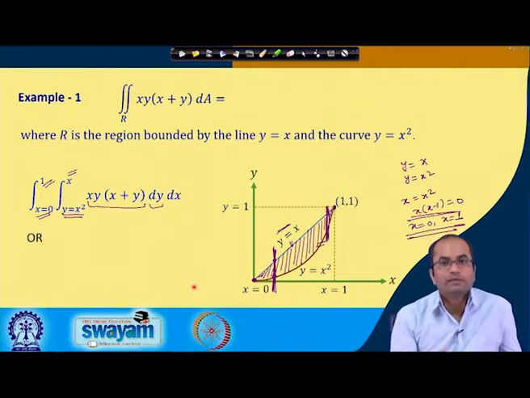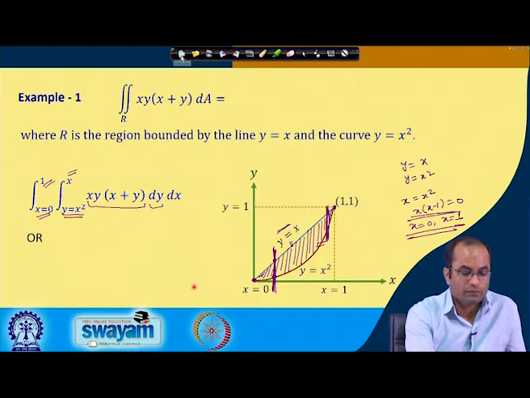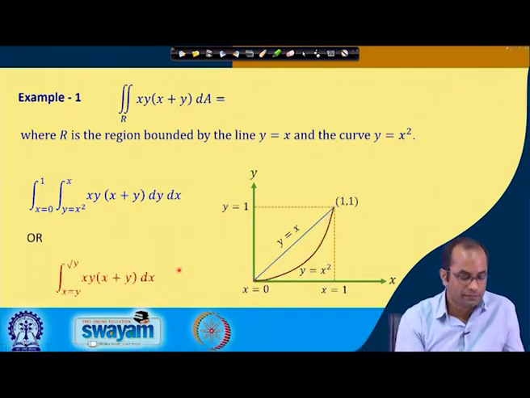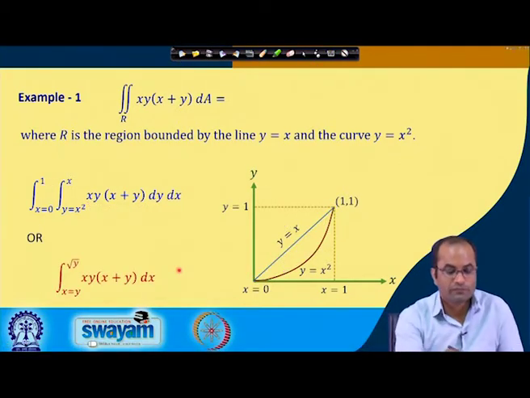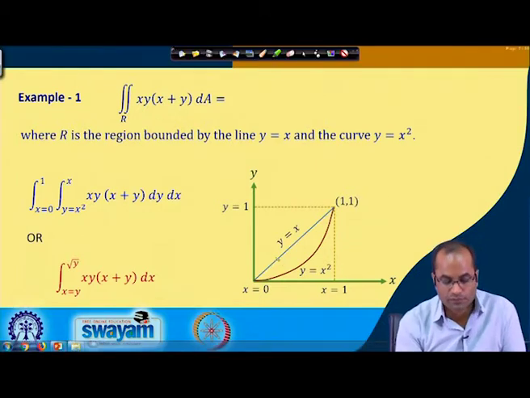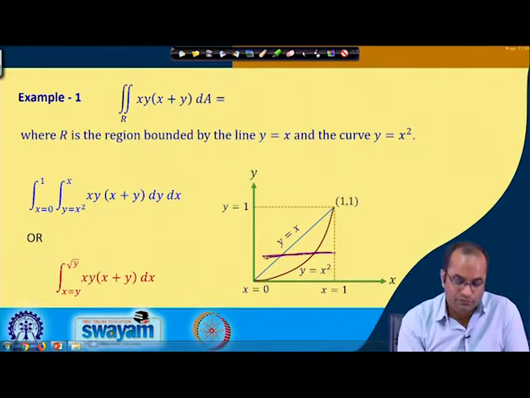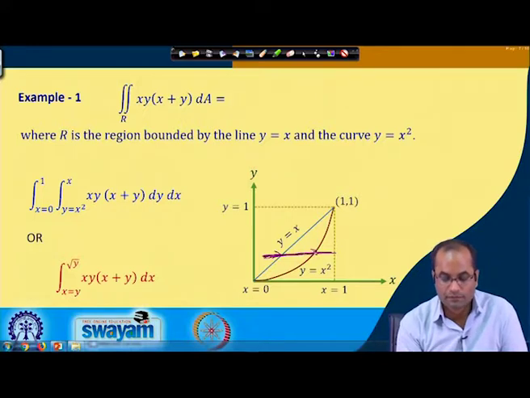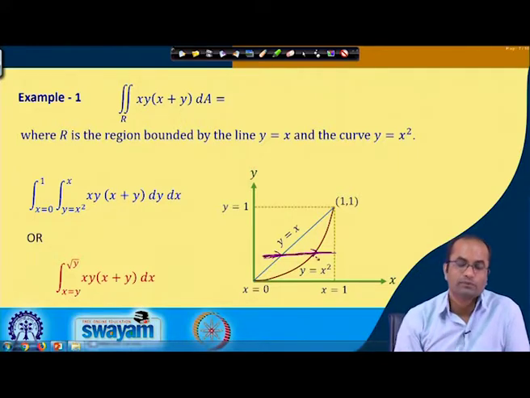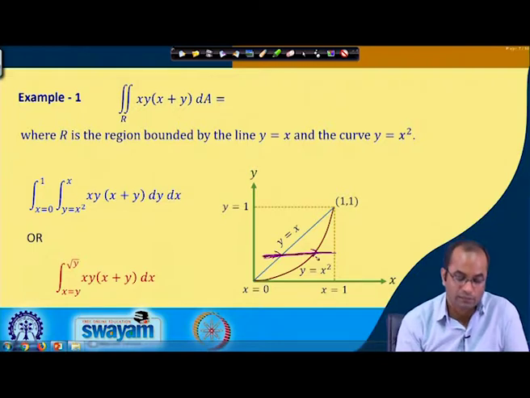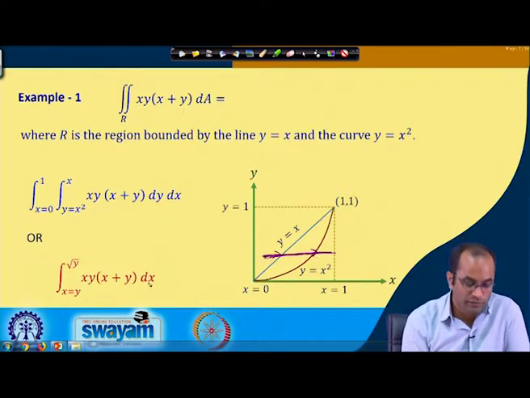Or what we can do, we can take the limits the other way around as well. So, if we consider, for example, first with respect to x, what we have to do is draw a line parallel to the x axis. This line is entering the region at y equal to x and leaving this domain at y equal to x square, this parabola. So, while entering here, we are putting the limit for x.